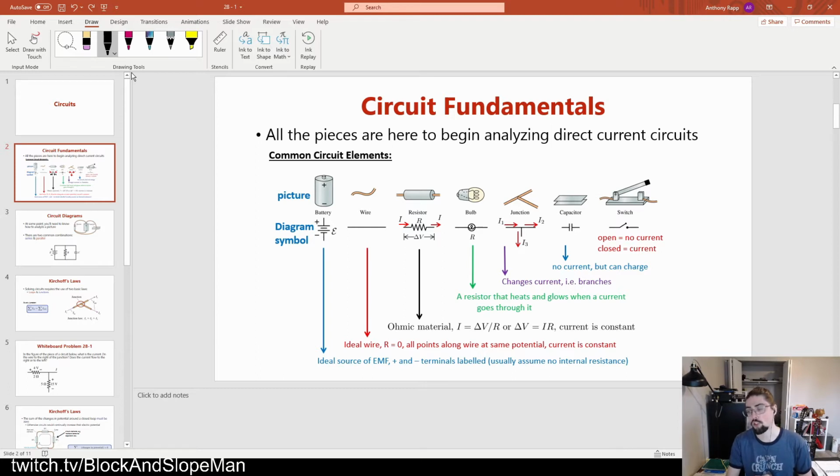The junction is just multiple lines coming off of one path, essentially, right? If I have my first path coming in and it breaks off into two other paths right here, that's a junction. Capacitor, very easy to see. It's two parallel plates, so that's how we draw it. And then finally, the switch looks something like this. The little dot tells me that it goes either up or down, and that's whether it's open or closed.